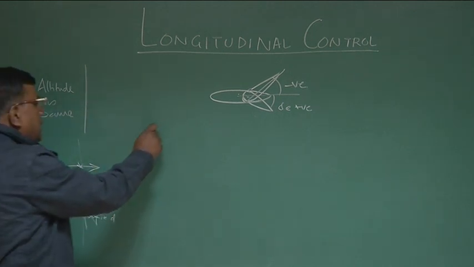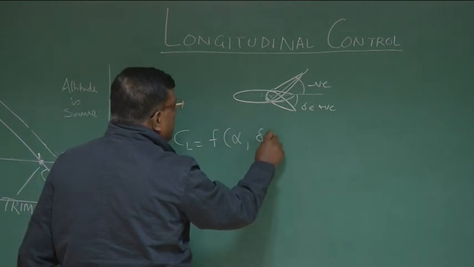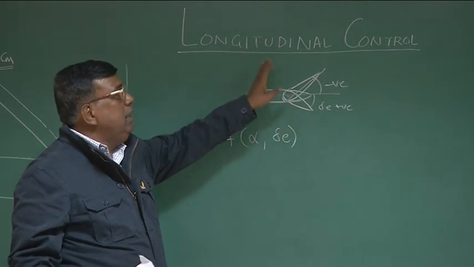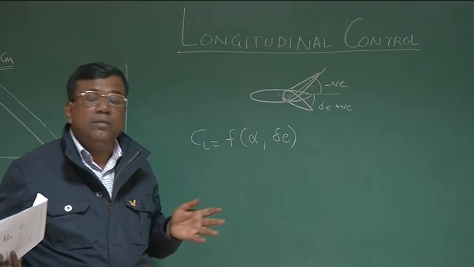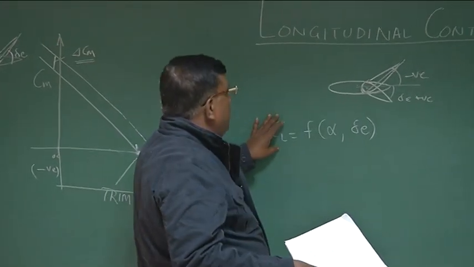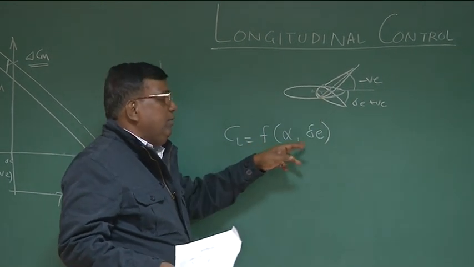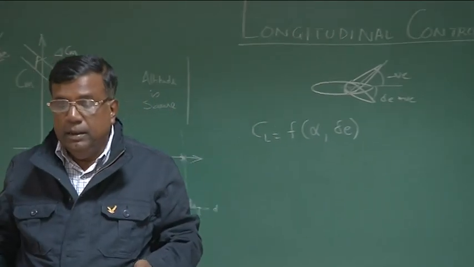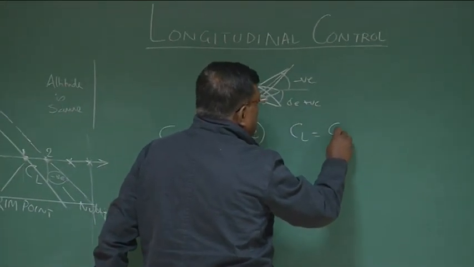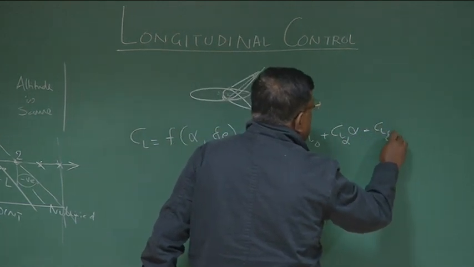Now, CL is not only a function of angle of attack, it is also a function of delta E, because as I change the elevator deflection, the CL on the tail changes, so the overall CL of the airplane also changes, right? So far we have been talking about CL as a function of alpha. Now since the elevator is being deflected, it also becomes a function of delta E. Again we assume linearity, and we expand CL as CL equal to CL naught plus CL alpha into alpha plus CL delta E into delta E.